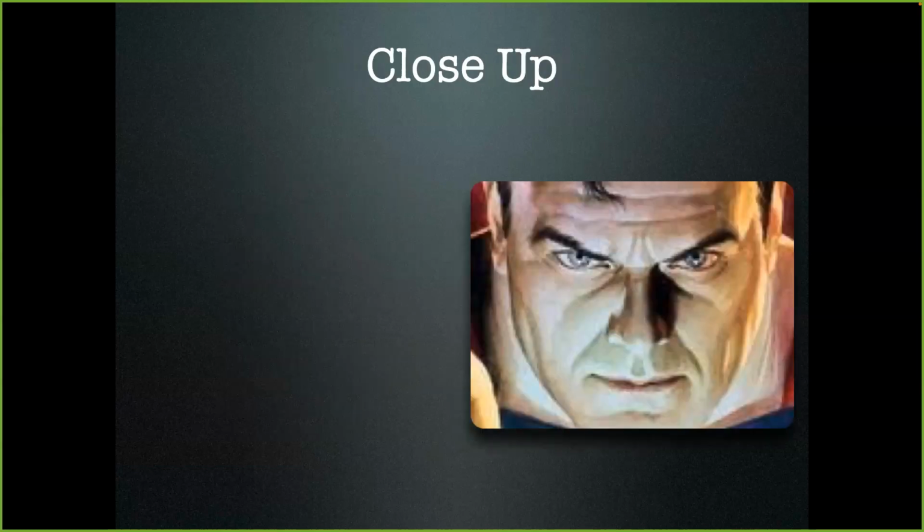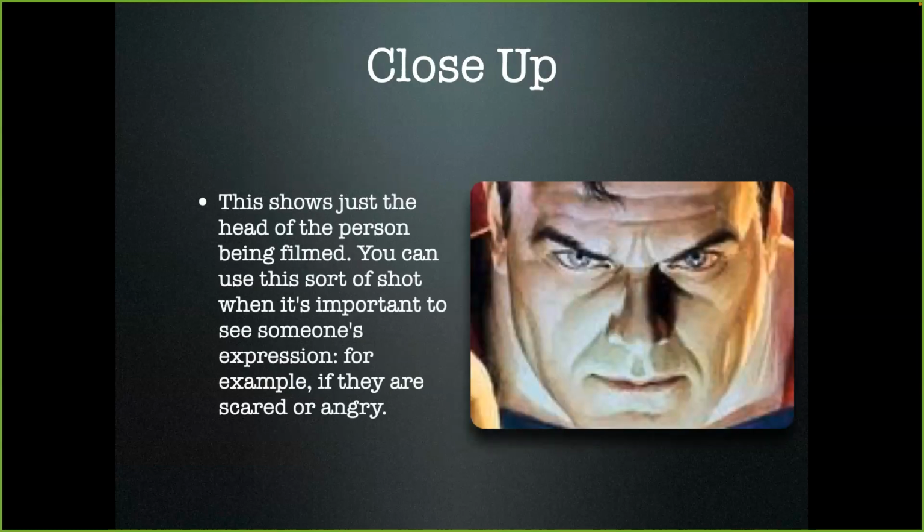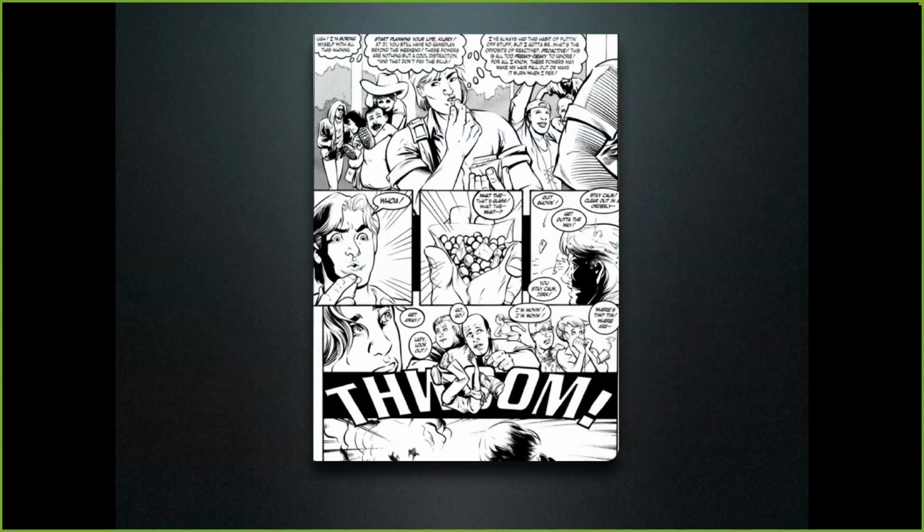Close-up. A close-up shows the head of the person being filmed or drawn. You can use this sort of shot when it's important to see someone's expression, for example, if they're scared or angry or happy or whatever. So here's some more angles of different ways to put comic books together.